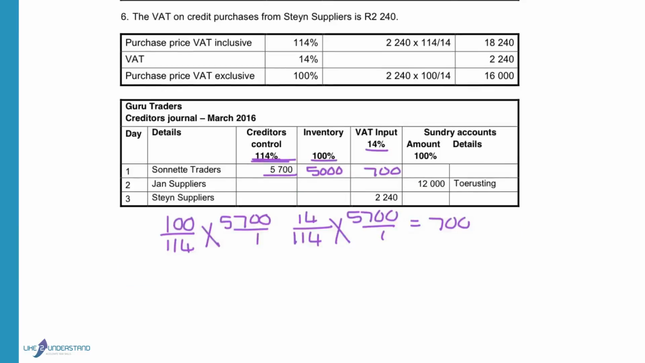If we want to calculate it directly in the creditors journal, the one that we want is 114. The one that we know is 100 times 12,000. And then I can calculate what is the creditors figure. If I want to know what is the VAT amount, the one that I want, 14, divided by the one that we know, 100 times 12,000.